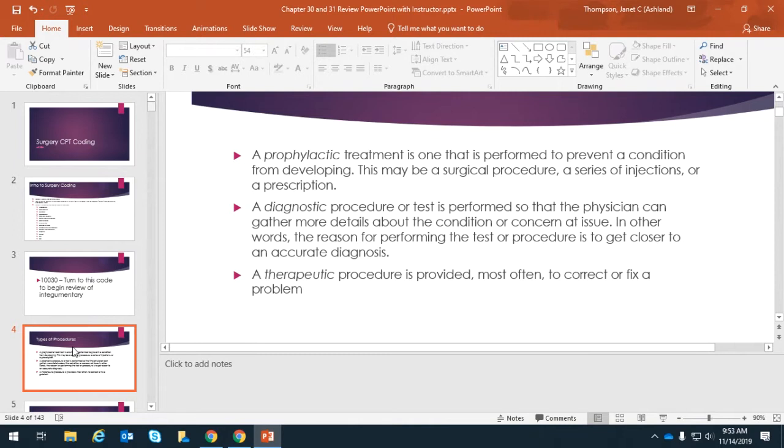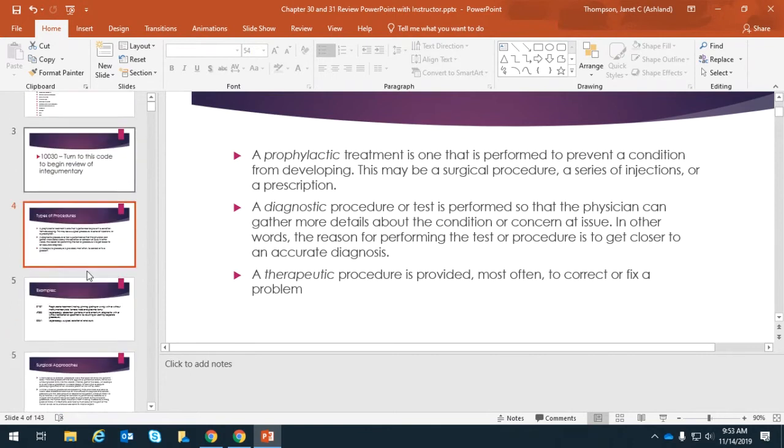A diagnostic test is done so a physician can confirm a condition. There are usually some symptoms that have to go along to support doing a diagnostic test. And a therapeutic procedure is provided to correct or fix a problem, like a hip replacement.